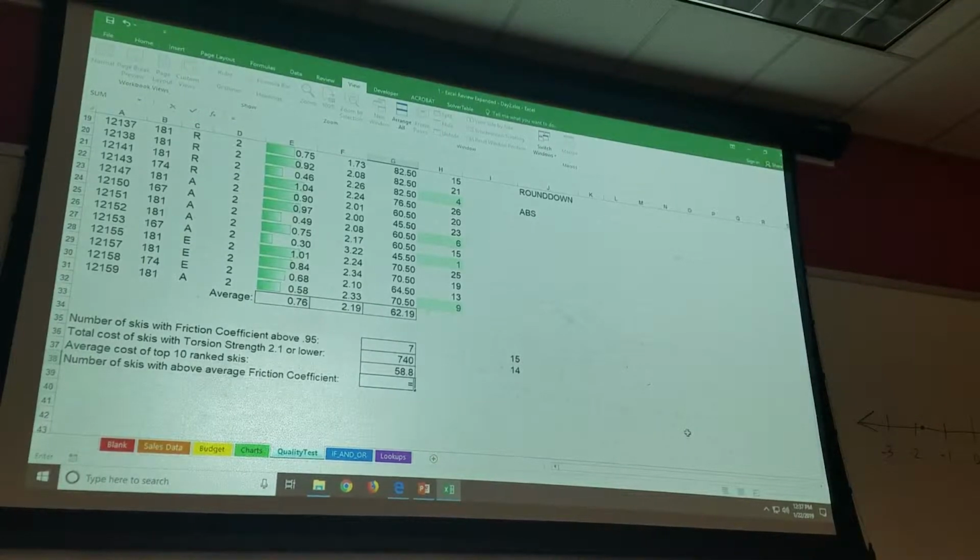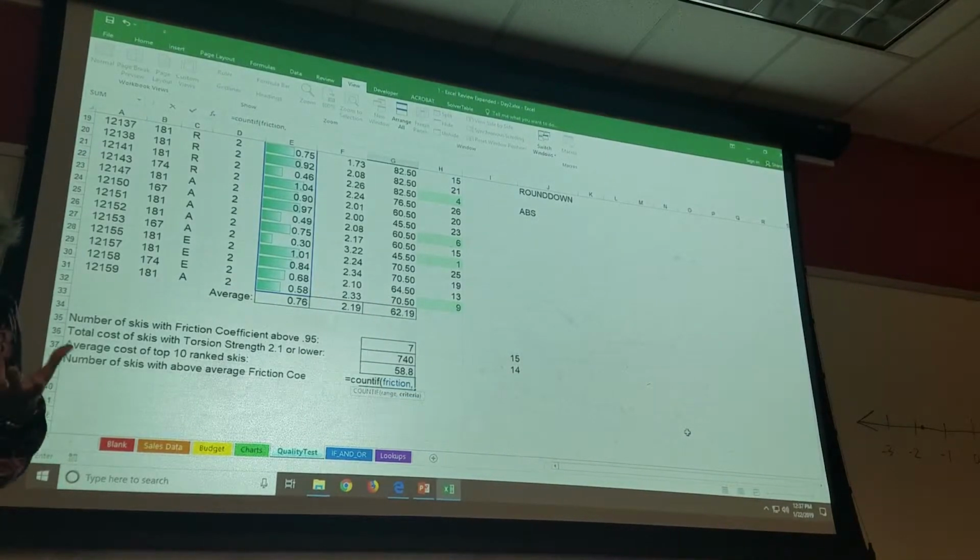So we want to know the number of skis that have above average friction coefficient. The number of means we're going to use count. And we're doing it conditionally, so it's a COUNTIF. What's the range that we go to check the criteria? Friction. The criteria is above average.